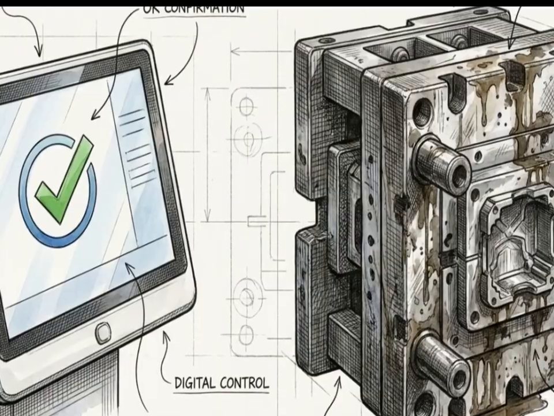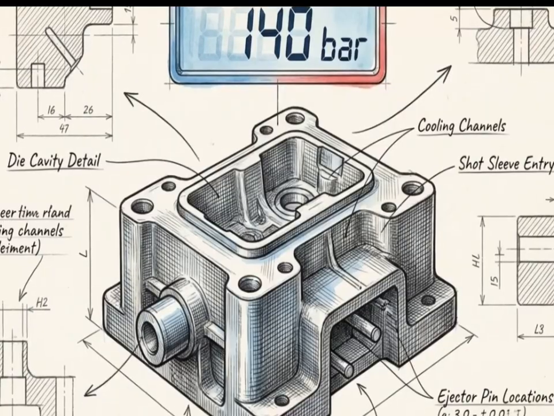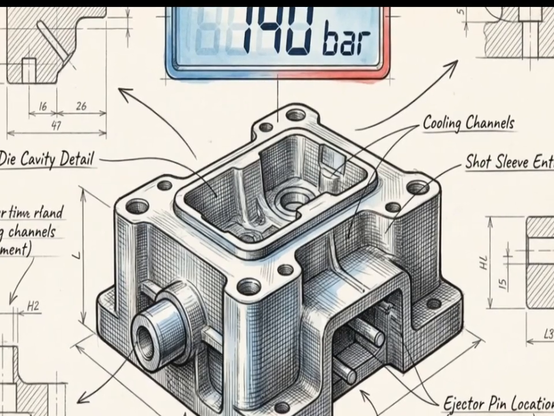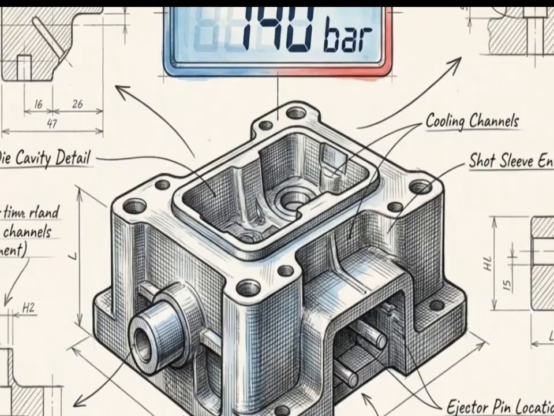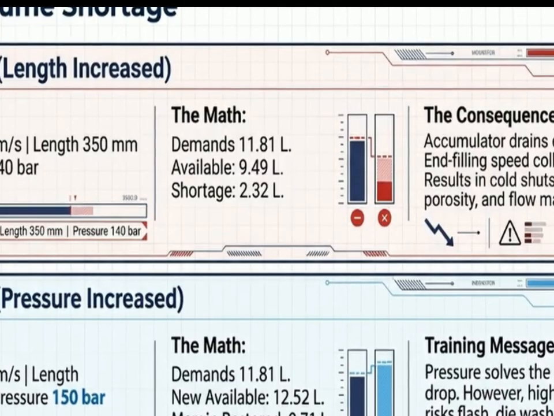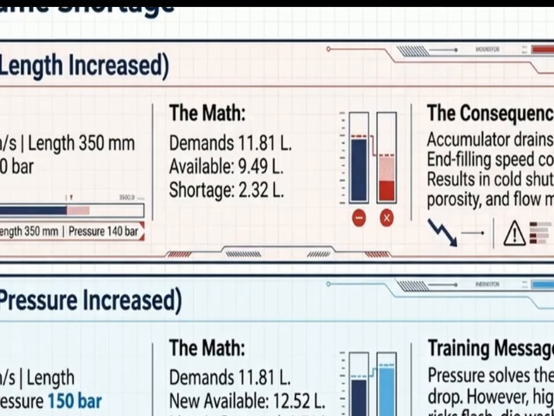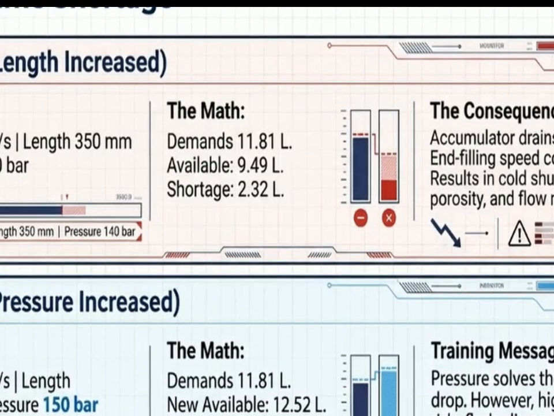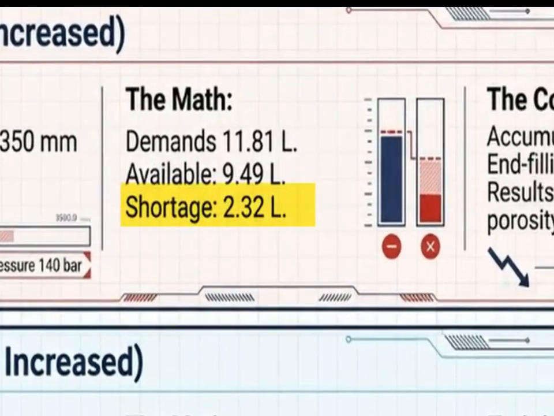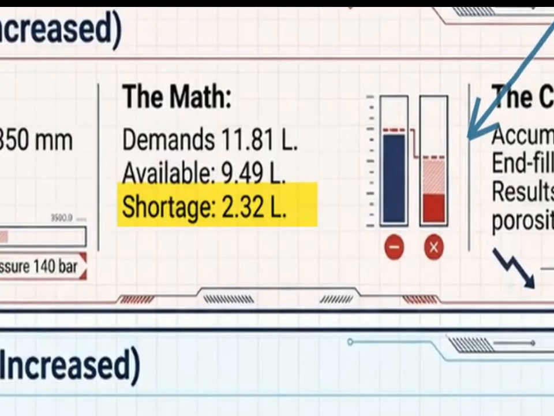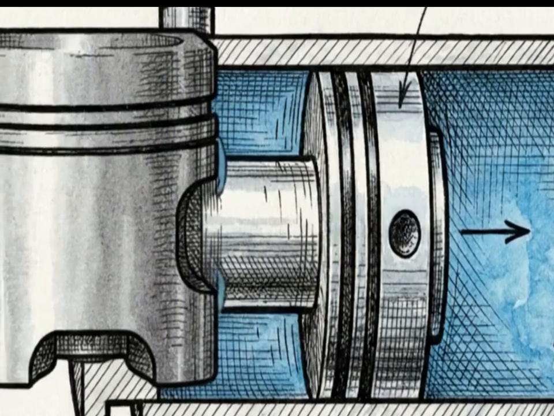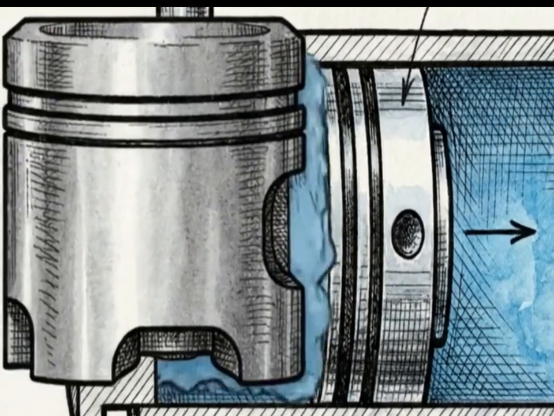Consider a stress test scenario where an engineer increases the short length to fill a larger part but stubbornly leaves the accumulator pressure fixed at the standard 140 bar. This diagnostic scenario models case C. We compare the calculated volumetric demand of 11.81 liters against the 9.49 liters of actual oil available in the accumulator. The math reveals a critical shortage. The machine is missing 2.32 liters of oil required to finish the stroke. In reality, the accumulator drains entirely dry before the shot is complete.